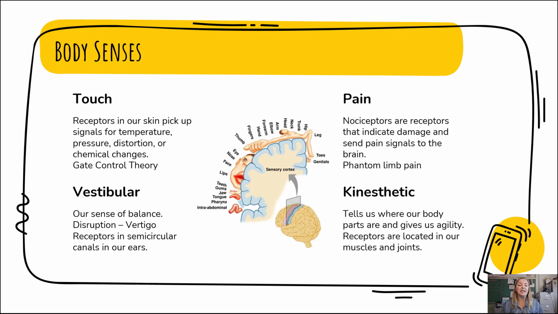Finally, let's talk about the kinesthetic sense. The kinesthetic sense tells us where our body parts are and gives us agility. This is the ability to know where your body parts are in relation to the rest of your body. The receptors for our kinesthetic sense are located in our muscles and our joints. The kinesthetic sense allows us to move our body freely in order to perform gross motor tasks.